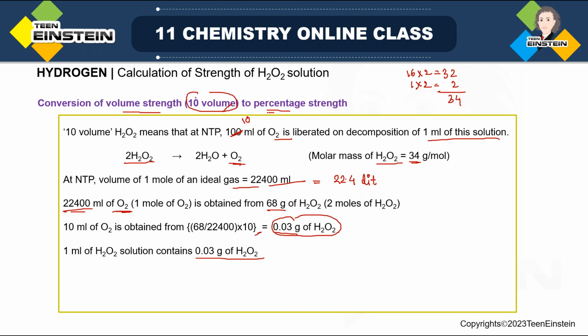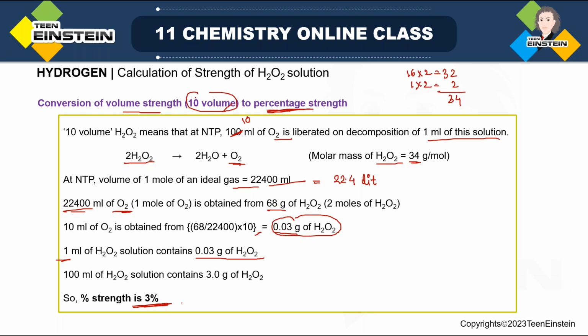Now we are doing the conversion to percentage strength. So we have to know the mass of H2O2 that you will get from 100 ml. From 1 ml it is 0.03, so from 100 ml it will be 100 times more, that means 3 gram. That is why the answer is that the percentage strength is 3%. So 10 volume is 3%.